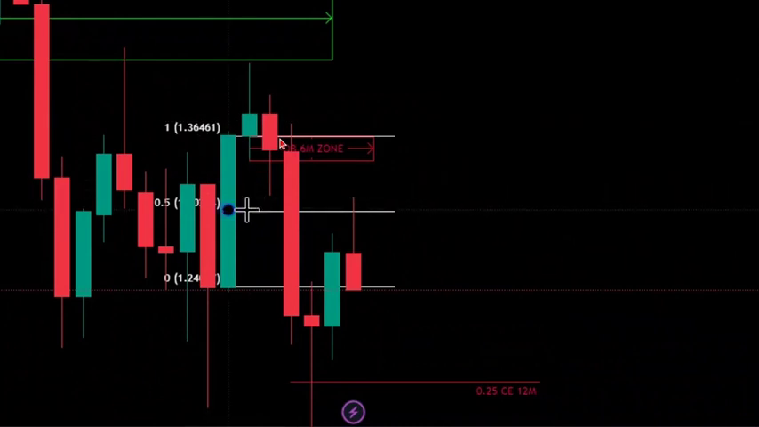ICT was literally talking about this in one of his latest videos. That's because people were saying it's not an order block. He's like, yeah, it's not an order block per se, but when you see a large candle like that, you have to mark up the mean threshold.